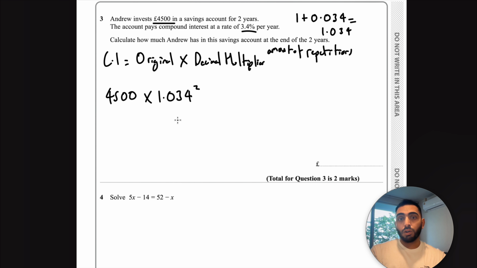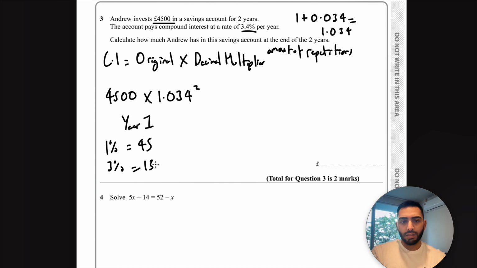This is the way that I would normally do it with a calculator, but because I don't have a calculator with me, I think the easiest way to do this is if I find 3.4% of 4,500 and then I add it on twice. Let's start off with the first year. We've got year 1 and we need to find 3.4% of 4,500. So we're going to find 1% first. If I divide it by 100, I get 45. And we need 3%, which is times in that by 3, that would be 135.